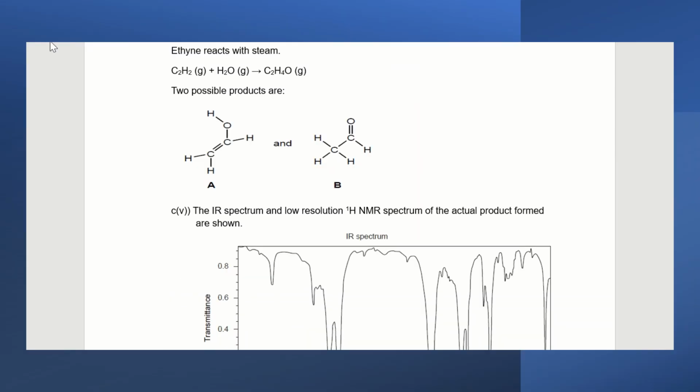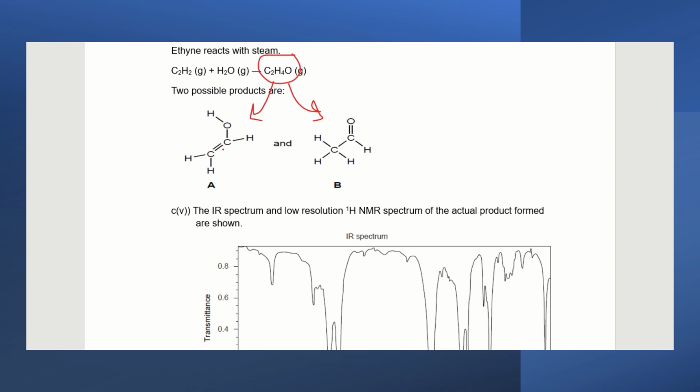Here's another question. Ethyne reacts with steam according to this equation here. So C2H2 gas with water in the gaseous state, which is steam, gives C2H4O. Two possible products are this. So this product here can be of two isomers.